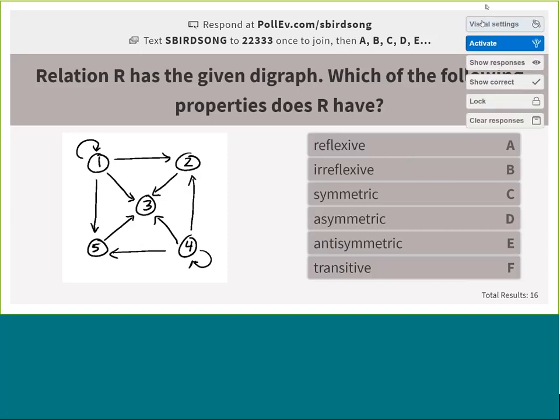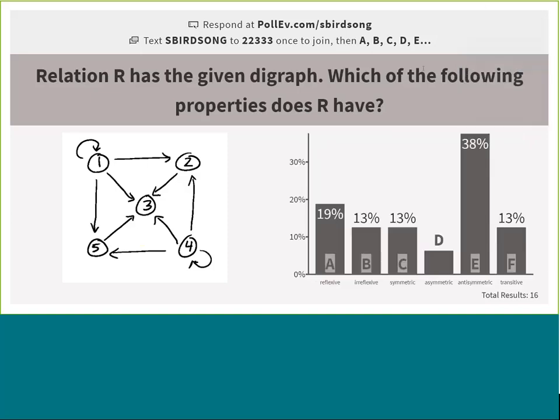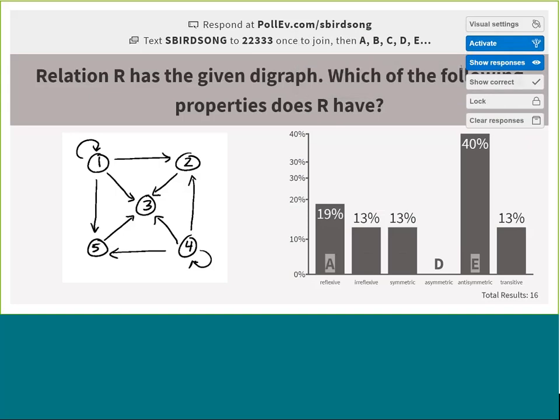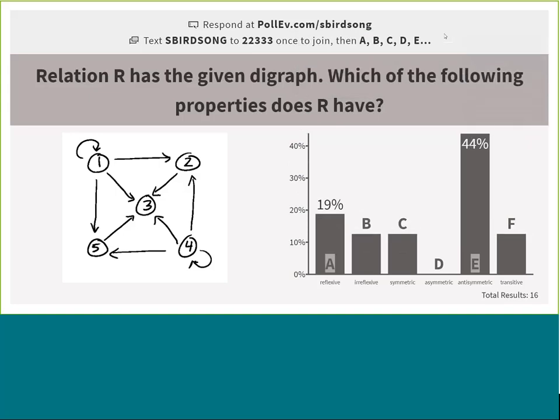So looking at this one, it looks here that you guys think this guy is a clear winner of being anti-symmetric, and you guys are right. This is totally anti-symmetric. However, some of your other ones are not quite there. So let's, oh, and now things moved. Okay.